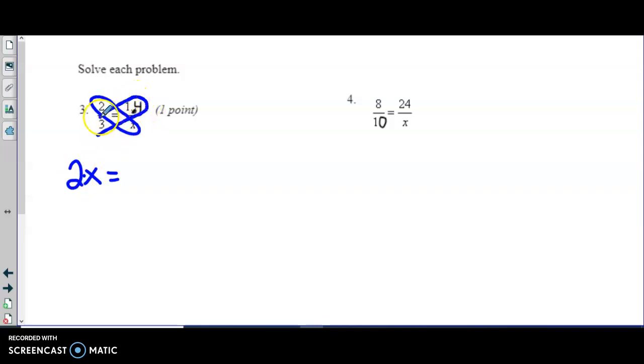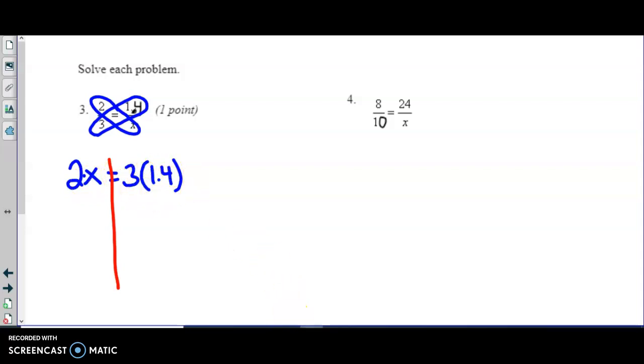And then on the other side, you either have 3 times 1.4 or 1.4 times 3. The order does not matter. I'm going to go ahead and use parentheses to show multiplication. Remember, you can use a dot, or you can just smush them together, or you can use parentheses. So there's lots of different ways to write multiplication. But now we have an equation that we have to solve for x. And remember, our goal is to get x by itself.